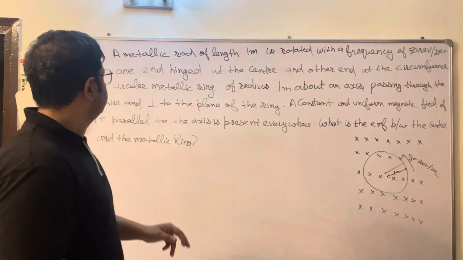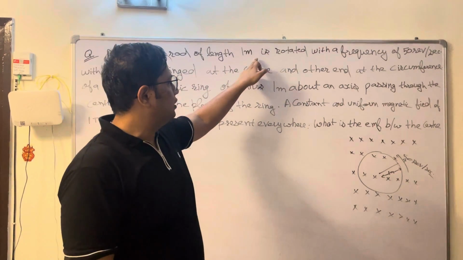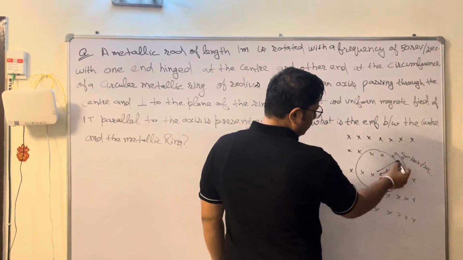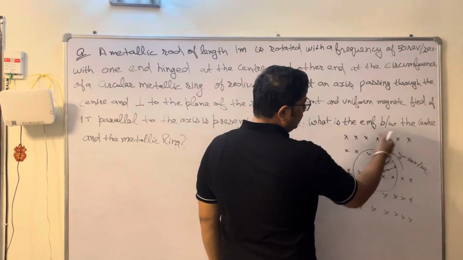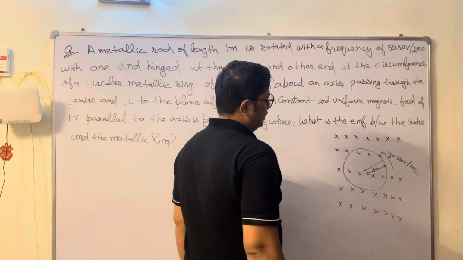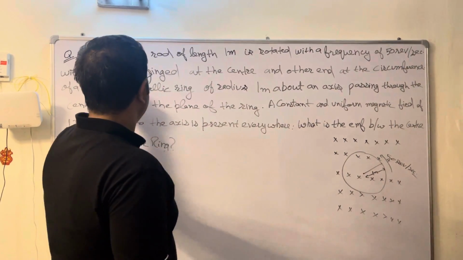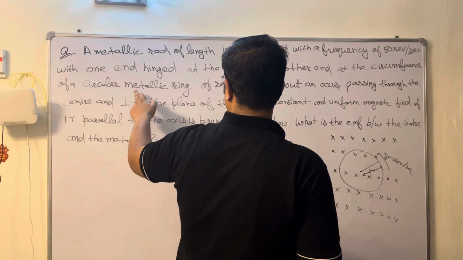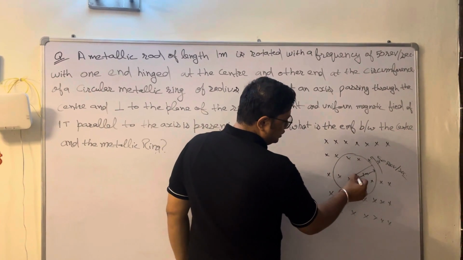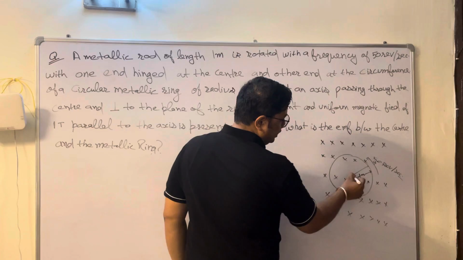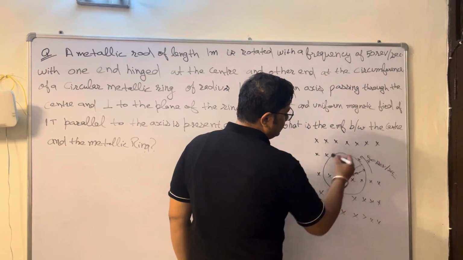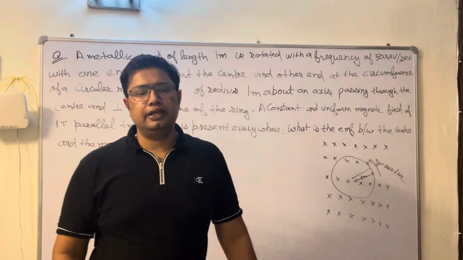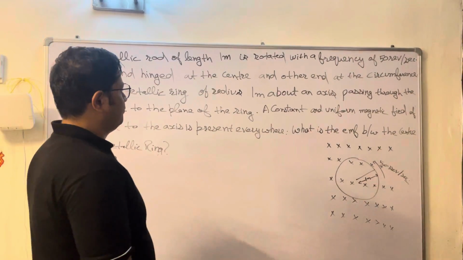So here the question says: a metallic rod of length 1 meter is rotated with a frequency of 50 revolutions per second. One end is at the center and the other end at the circumference of a circular metallic ring. One end of the rod is hinged at the center, and the other end is at the circumference of a metallic ring of radius 1 meter. The radius of the ring and the length of the rod are the same.